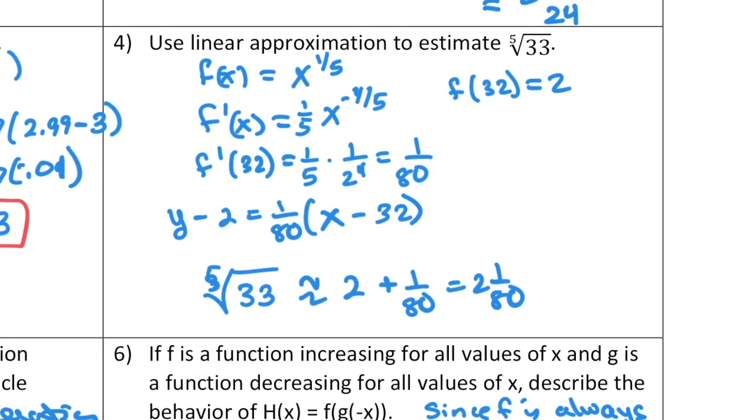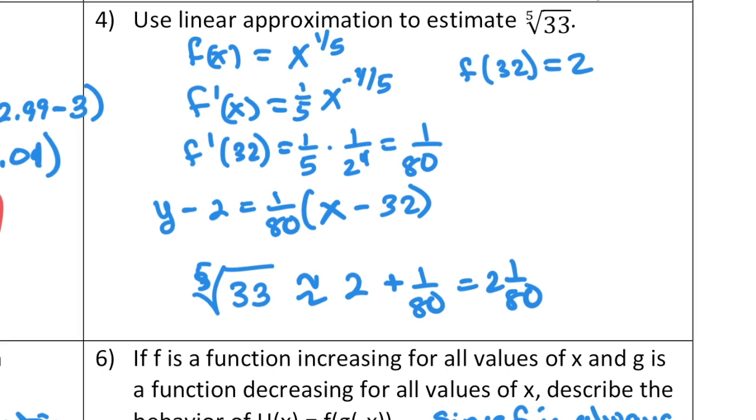For number 4, the fifth root of 33. So find f of x, f prime of x, f prime of 32, and substitute. So your answer is just a little bit more than 2.